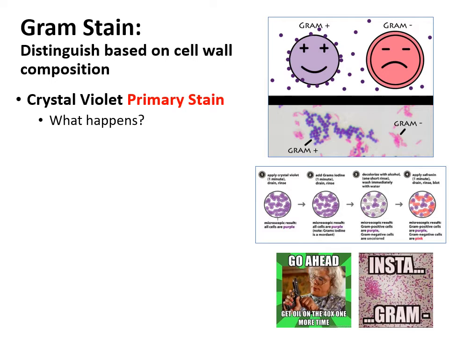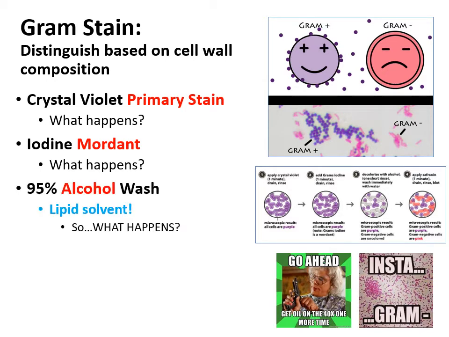Keep in mind, some people may not use crystal violet, so whatever your primary stain color is, that's what all the cells become. You then add an iodine mordant, and what a mordant does is it complexes with the primary stain. And what that means is it's now making that stain much bulkier to help trap it within the cell. So it helps keep that color in the cell so that it's not easily leaking out.